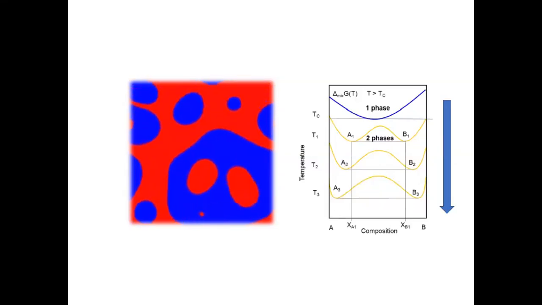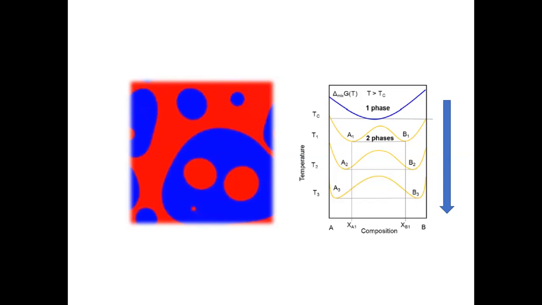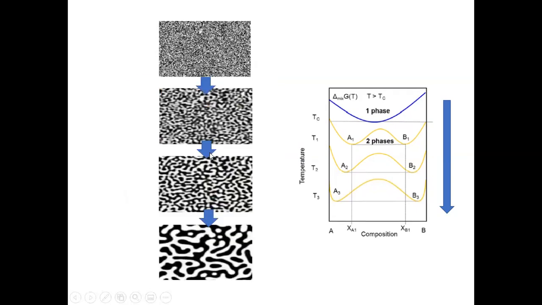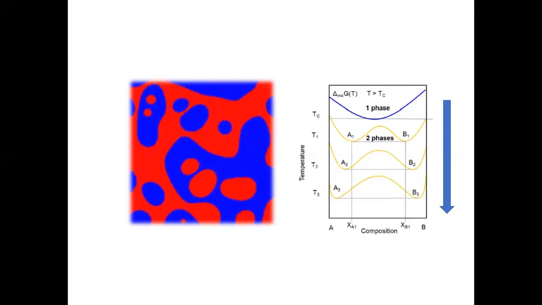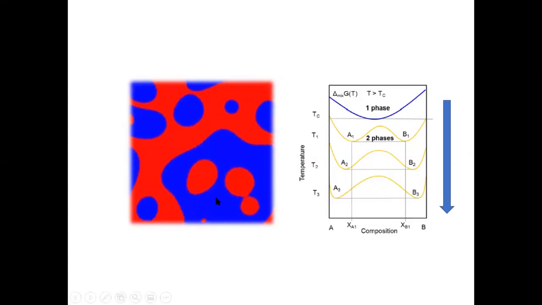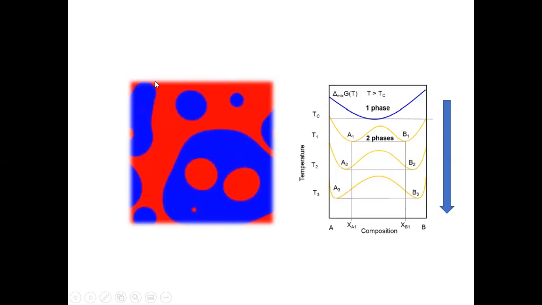To give you a rough idea, the image on the left shows it very quickly, and I'll replay it if needed. Basically you start with, in the initial state, a purplish, homogeneous mixing of red and blue. Each color denotes a different composition of your solutes.